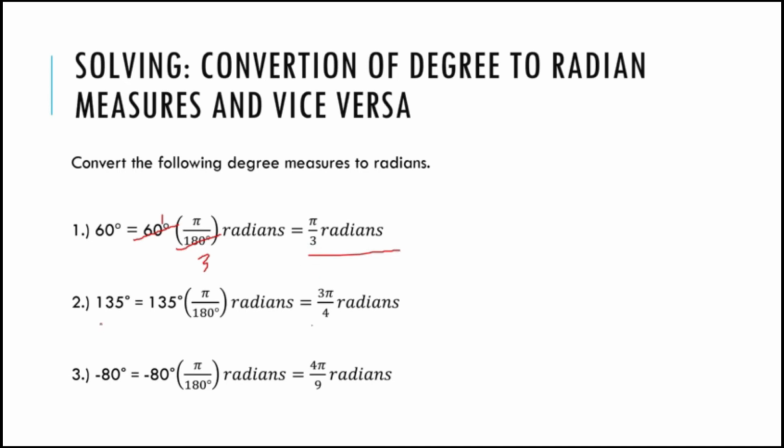For the second example, we have 135 degrees. Multiply that by pi over 180 degrees, simplify it, and cancel out the degree symbols, and we are left with 3 pi over 4 radians. And for the last example, we have negative 80. So here again, multiply it by pi over 180 degrees, cancelling out the degree symbol and simplifying the terms, which will give us negative 4 pi over 9 radians.